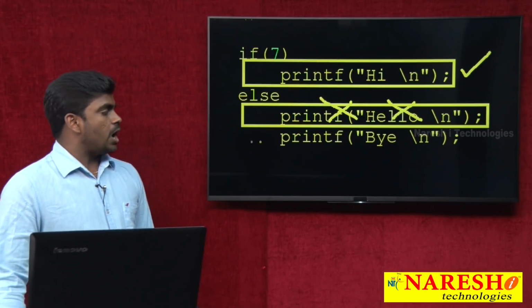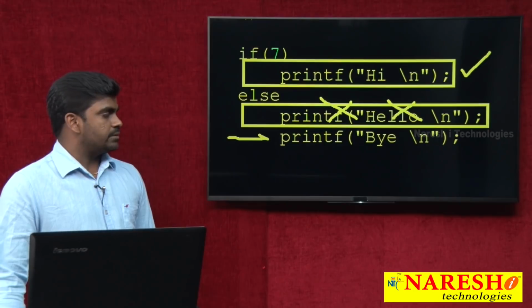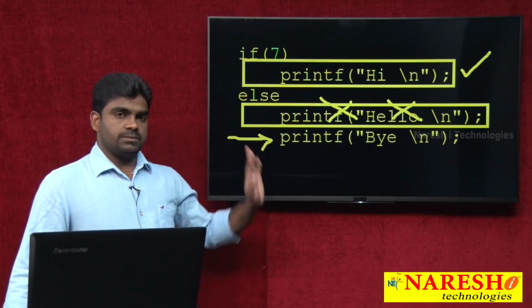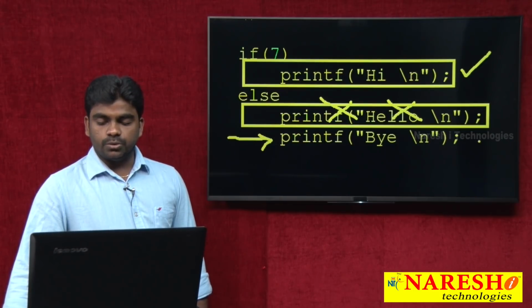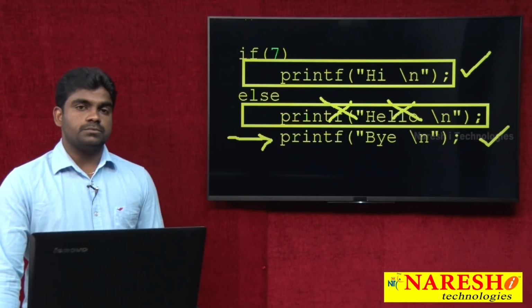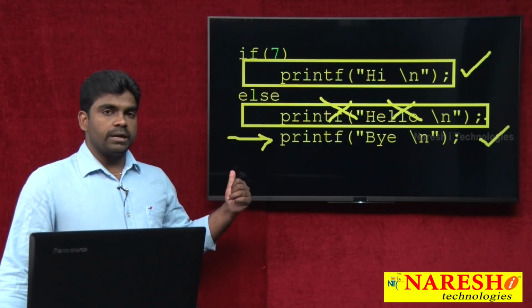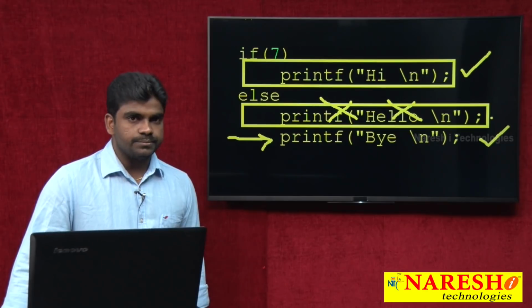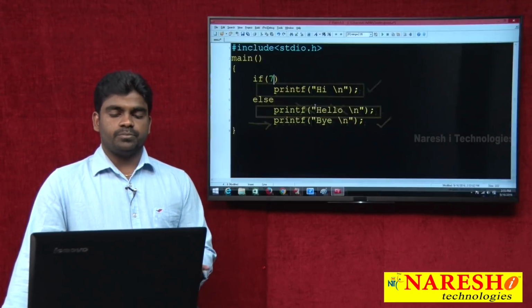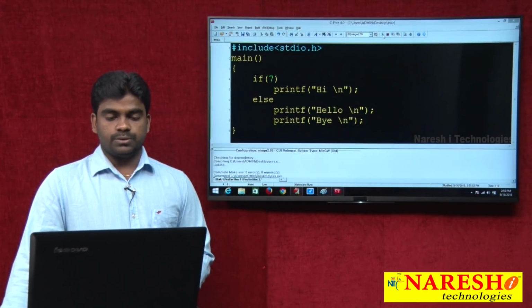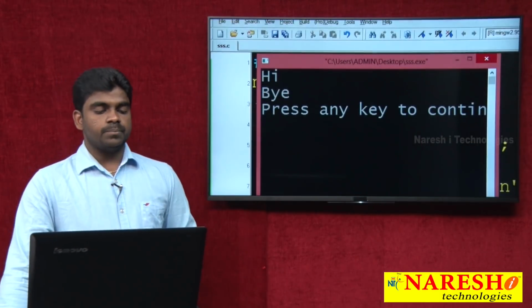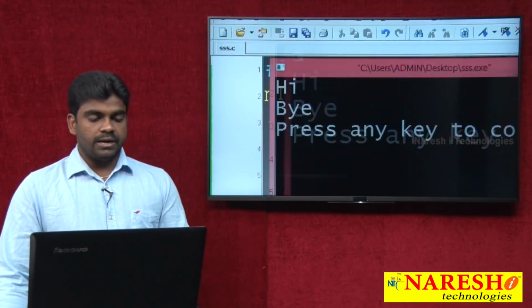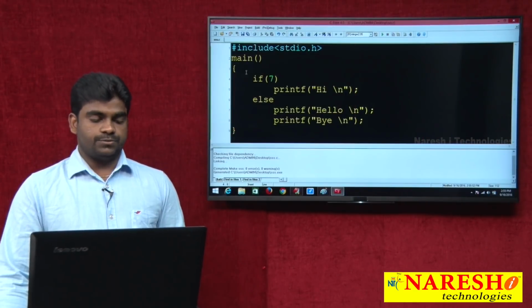This is considered as an outside statement. It's a free statement. There is no relation between this statement and the if else. So it will execute, it will print. So what is the output of this program? Hi and bye. These two will print. Okay, see, what is the output? This one. Hi and bye. These two will print.